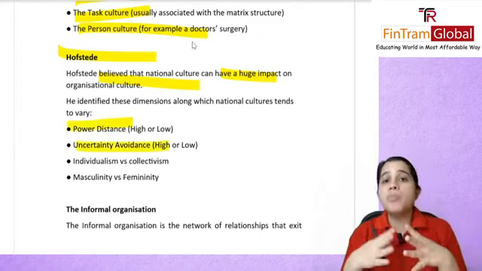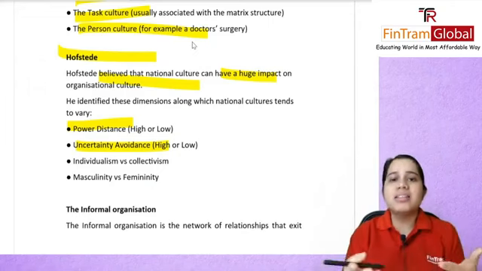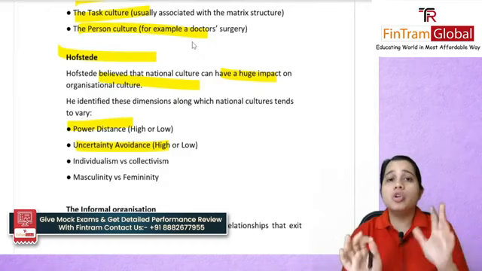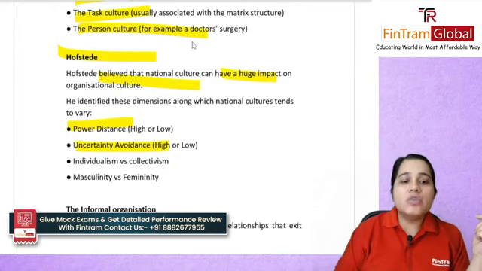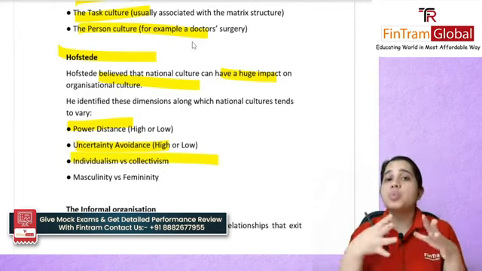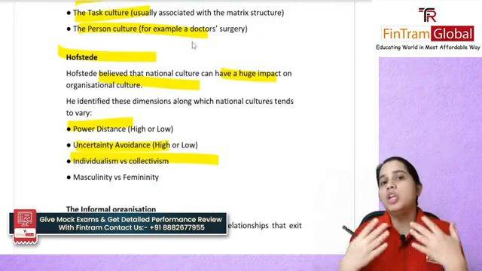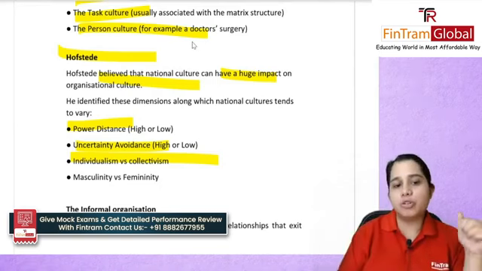Uncertainty avoidance: how much are they okay with new things happening, with some uncertainty going on, or maybe they are really not okay with it and just want to do the fixed thing. They don't want to really explore. Individualism versus collectivism: there will be few people who will prefer always to work individually, and few who will always want to work in a group, and they will always keep the group interest higher than their own individual interest.